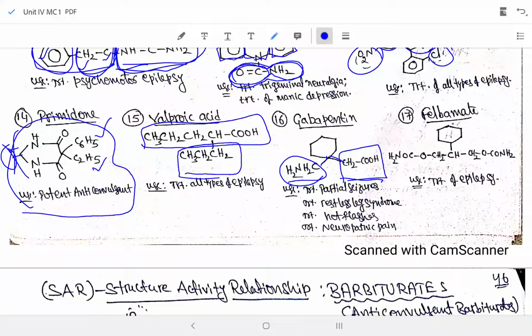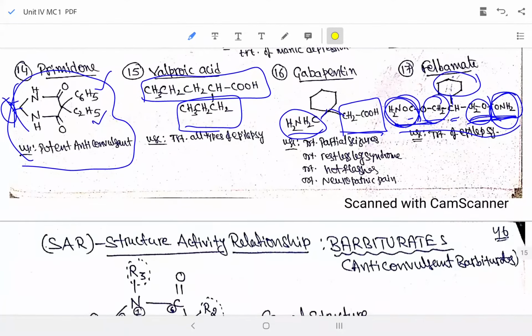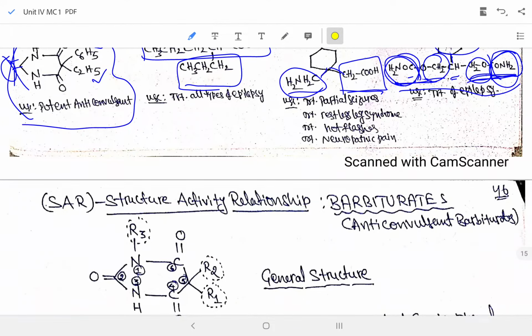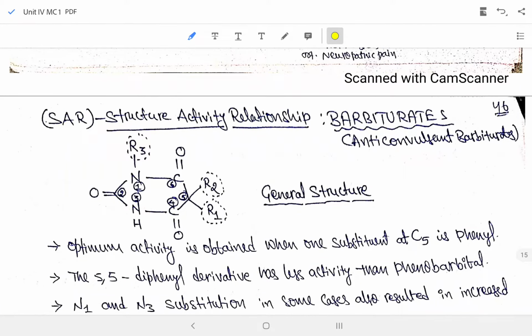Next drug is felbamate. Felbamate has the same cyclohexane-like core with a side chain. If you observe, this half of the side chain is similar to this half. CONH2 here, CONH2 here; CH2O here, CH2O here. A carbamate group, CONH2. So it is very easy to remember the structure of felbamate. Then we are done with the structures involved in the chapter, and we have to switch to our structure activity relationships.